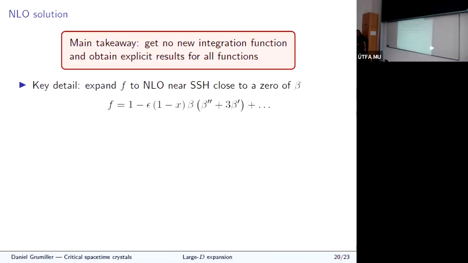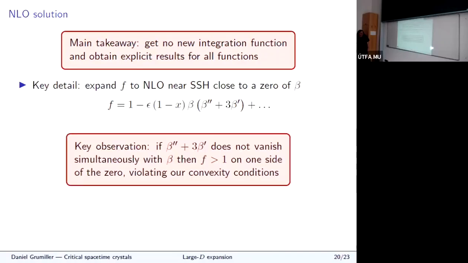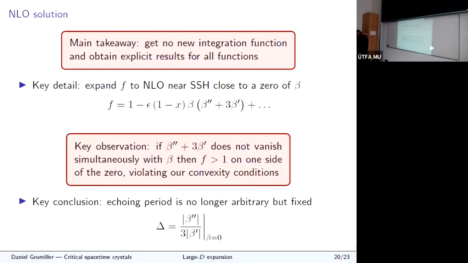Then this term, beta double prime plus 3 beta prime. The key observation is that if this term in parentheses doesn't vanish simultaneously when beta vanishes, that would mean that f has to be bigger than 1 on one of the sides of the zero of beta, and that would violate our convexity condition. So that cannot be the correct solution. So that means we actually get a restriction on beta double prime plus 3 beta prime, and you can solve this restriction by fixing the Ekman period.